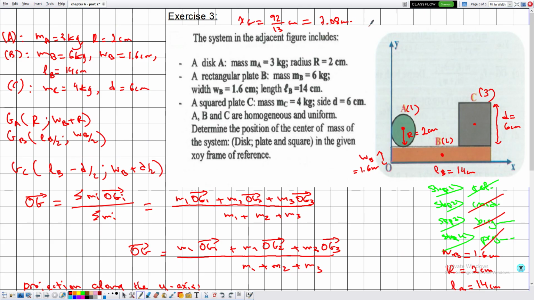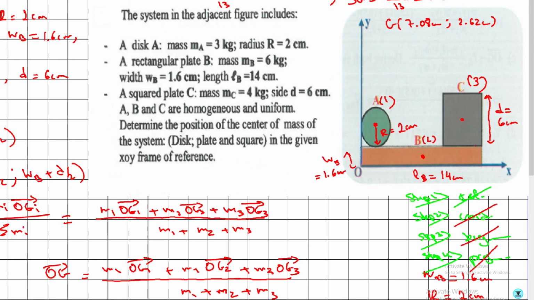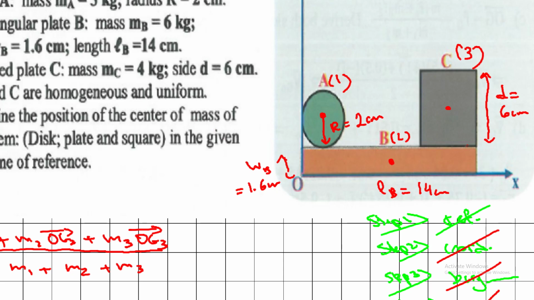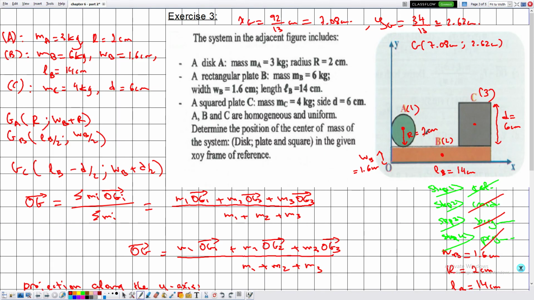Then yG is given by 34 over 13, which is almost equal to 2.62 centimeters. Now, after we have determined the coordinates of the point G, which are 7.08 centimeters and 2.62 centimeters, why are they expressed in centimeters? Because simply all dimensions are expressed in centimeters. Then we can locate the center of gravity, the point G. So it must be somewhere in between these three, and this for sure depends on the densities of these objects.